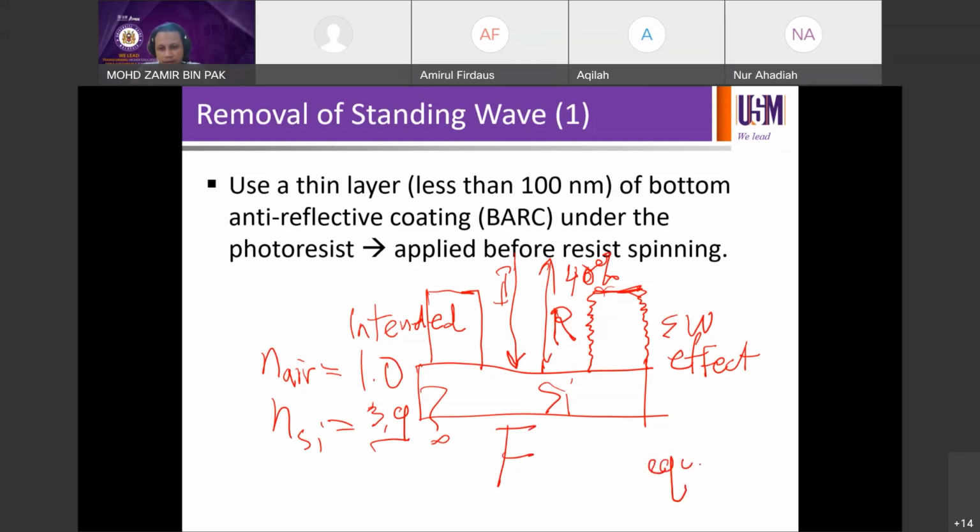But can anyone recall the equation starting with F, which governs this reflectance thing? Anyone? The F equation.